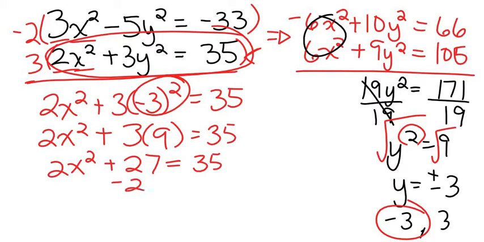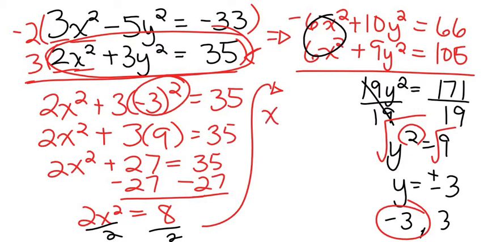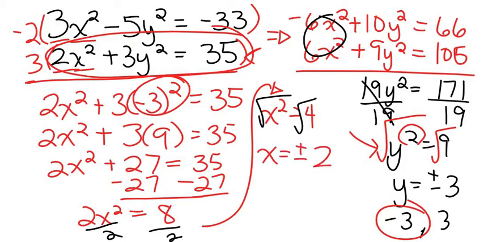I'm going to subtract 27. I'm trying to isolate the x squared here. So we have 2x squared equals 8. Again, to eliminate the 2, we're going to divide both sides by 2. This is going to give me x squared is equal to 4. And in the same way that I took the square root of both sides there, I'm going to take the square root of both sides here. That gives me x is equal to plus or minus 2.